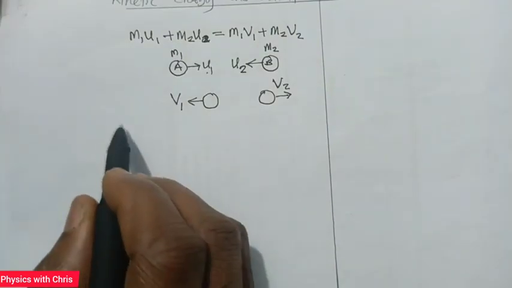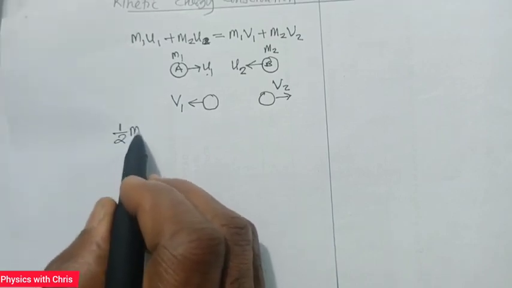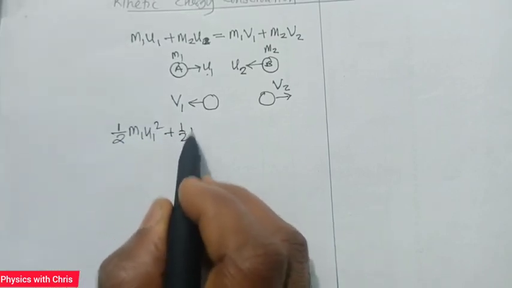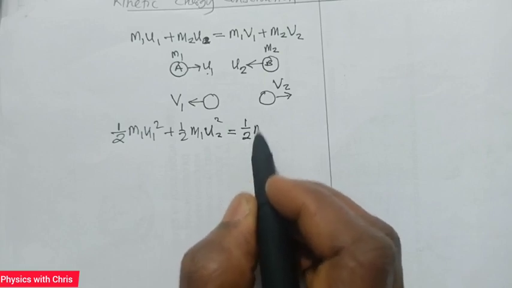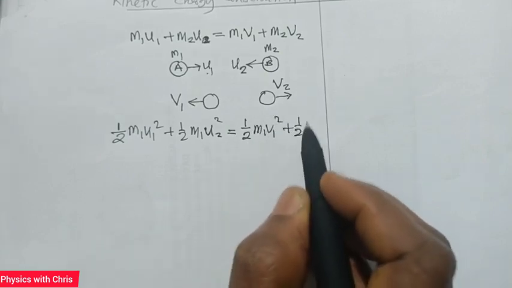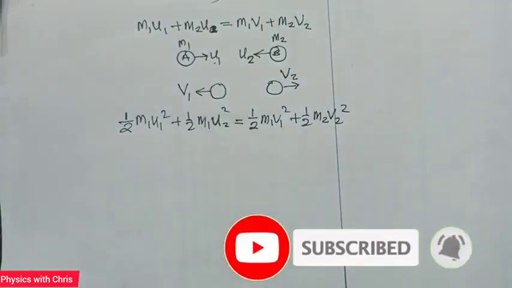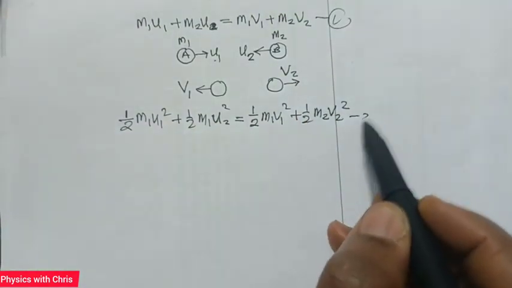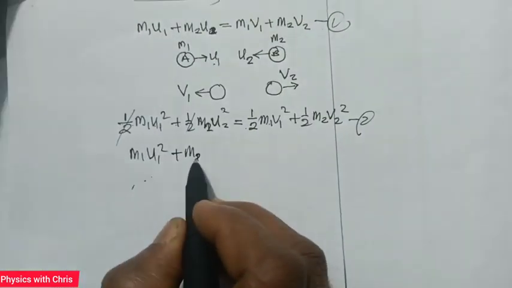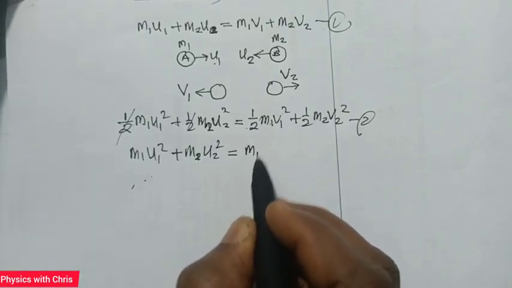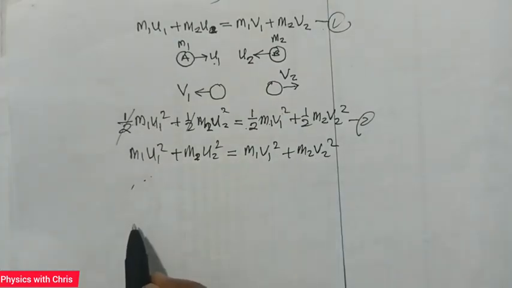For conservation of KE, we are saying that the sum of their KE before collision, half m1 u1 squared plus half m2 u2 squared, is equal to the sum of their KE after collision, half m1 v1 squared plus half m2 v2 squared. Now we are going to deal with these two equations. I call this my equation 1 and this my equation 2. This gives m1 u1 squared plus m2 u2 squared equal to m1 v1 squared plus m2 v2 squared.